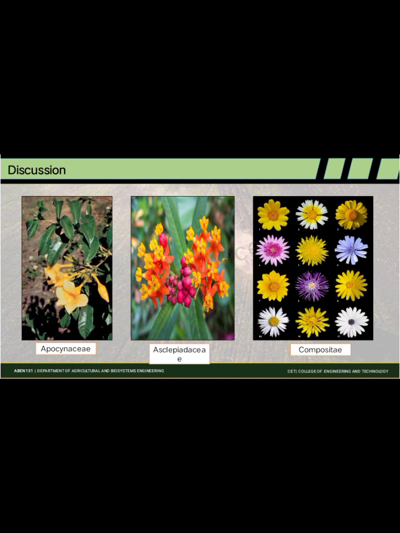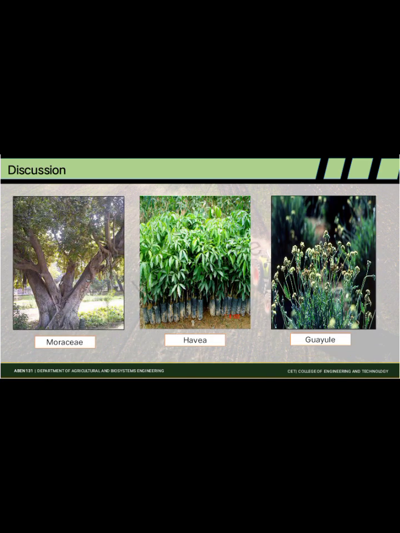Apocynaceae, a family of flowering plants that includes trees, shrubs, herbs, stem succulents, and vines. Asclepiadaceae, the milkweed family of the flowering plant Apocynaceae. Compositae, commonly referred to as the aster, daisy, composite, or sunflower family. Moraceae, often called the mulberry family or fig family. Hevea, a genus of flowering plants in the spurge family Euphorbiaceae. And lastly, Guayule is a perennial woody shrub in the family Asteraceae.